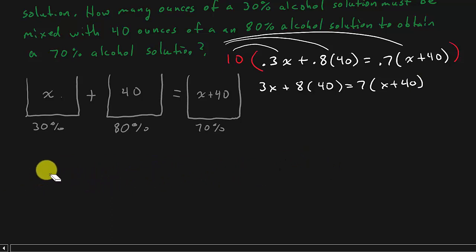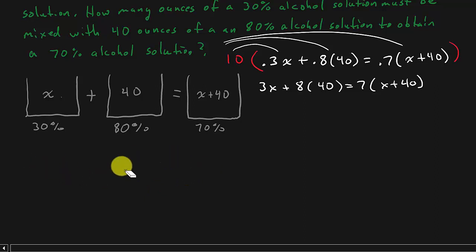Now, what some of you are probably thinking is, how come you didn't multiply the 10 times the 40? Why'd you just multiply it to the 0.8? Well, let me show you. So basically what we have here is 10 times this. You've got 3 numbers you're multiplying together.